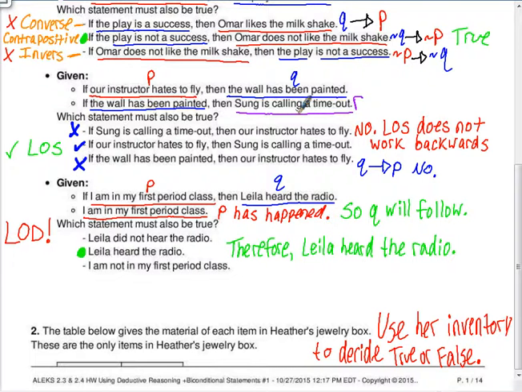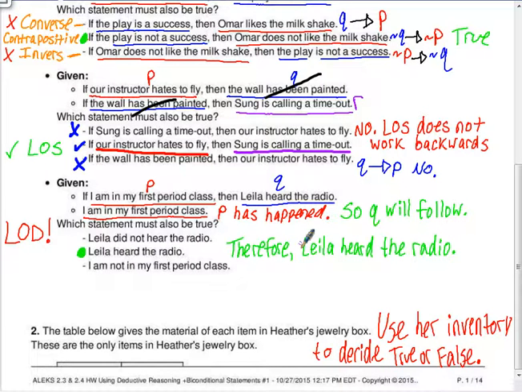And if you look at the middle one, look what it says. The middle one cut out the middleman. It cut out the walls being painted. The middle one says, if our instructor hates to fly, which was P, then Sung is calling a timeout. So I'll help you color code that if that helps. If our instructor hates to fly, and then purple was the timeout. So they went straight from P to R using the law of syllogism. So that one is completely true because it is a deductive conclusion.